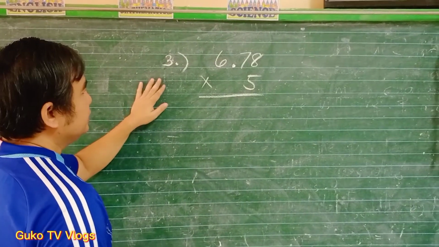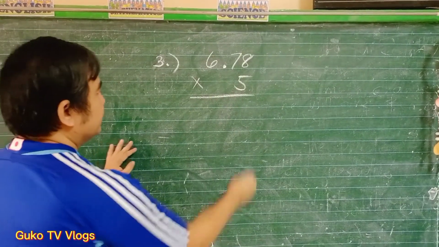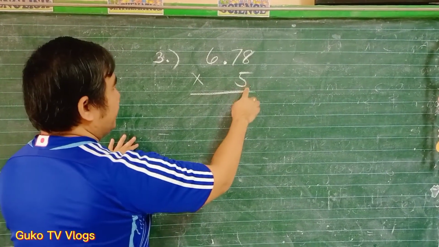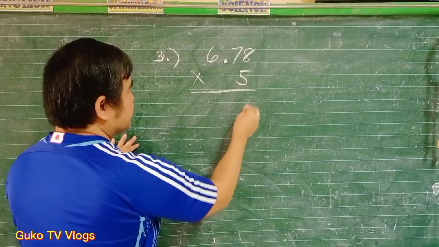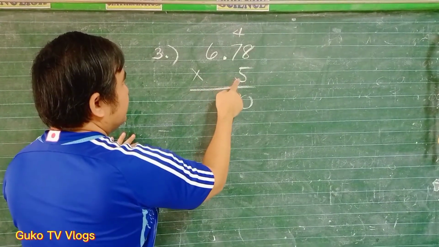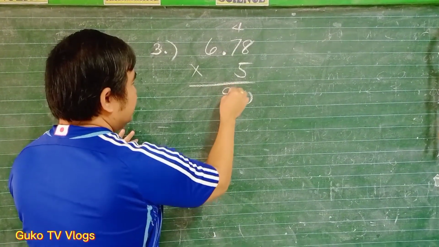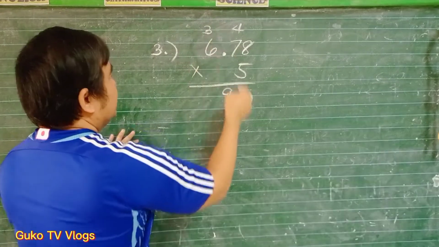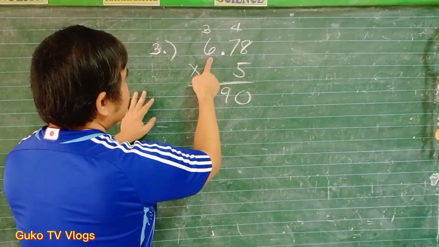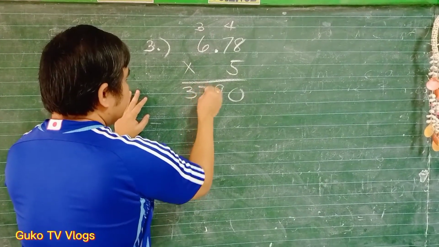Example number 3. 6.78 times 5. So let's try to multiply. So 5 times 8, that is 40. So 0 carry 4. 7 times 5 is 35 plus 4 is 39. So 9 carry 3. Then here, 5 times 6 is 30. 30 plus 3, that is 33.